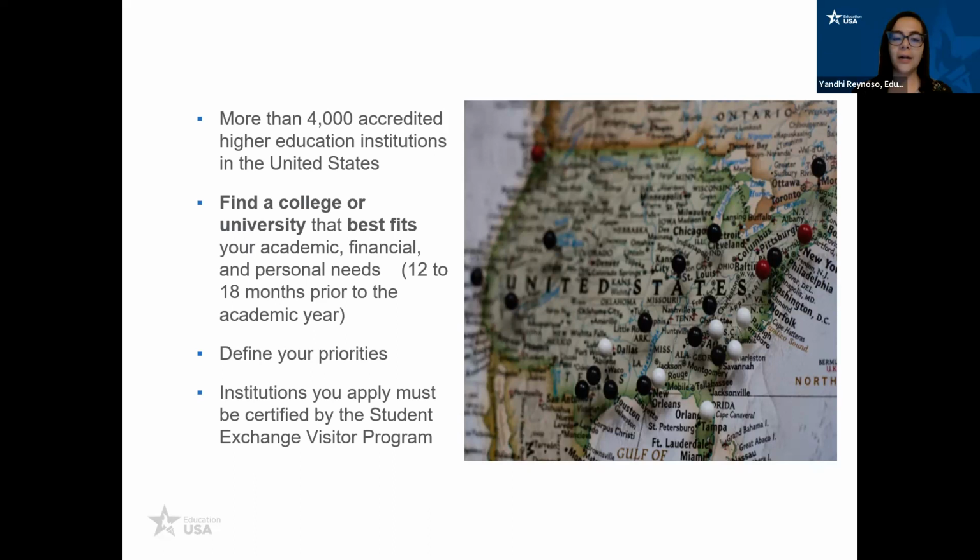But our objective at EducationUSA is to help you explore what other opportunities exist. We give you the resources so you can find the college or university that will best fit your needs, your academic profile, your interests, and your budget. We recommend that you start this process 12 to 18 months prior to the academic year. Of course, there are students who do this process in less time. It's okay, it is possible. I just want you to know that the more time you have, the better.